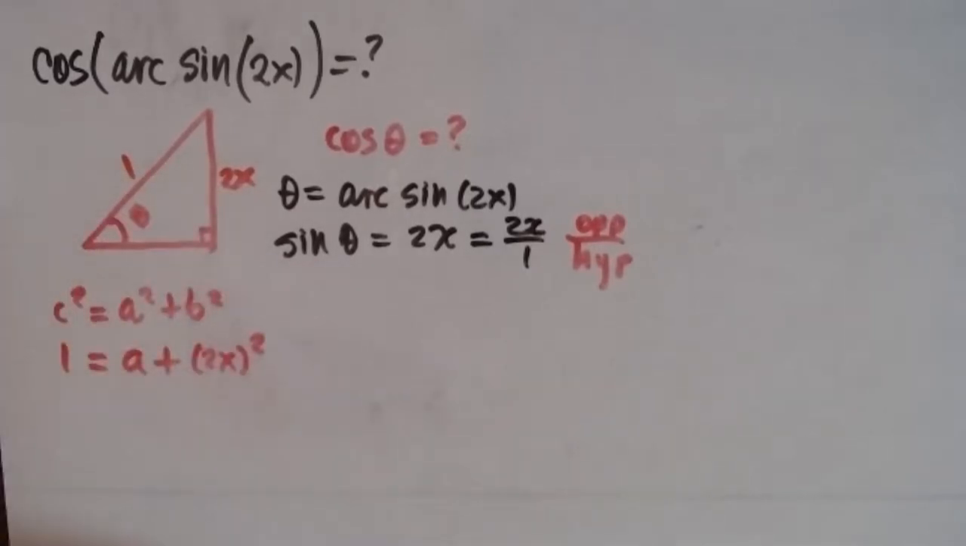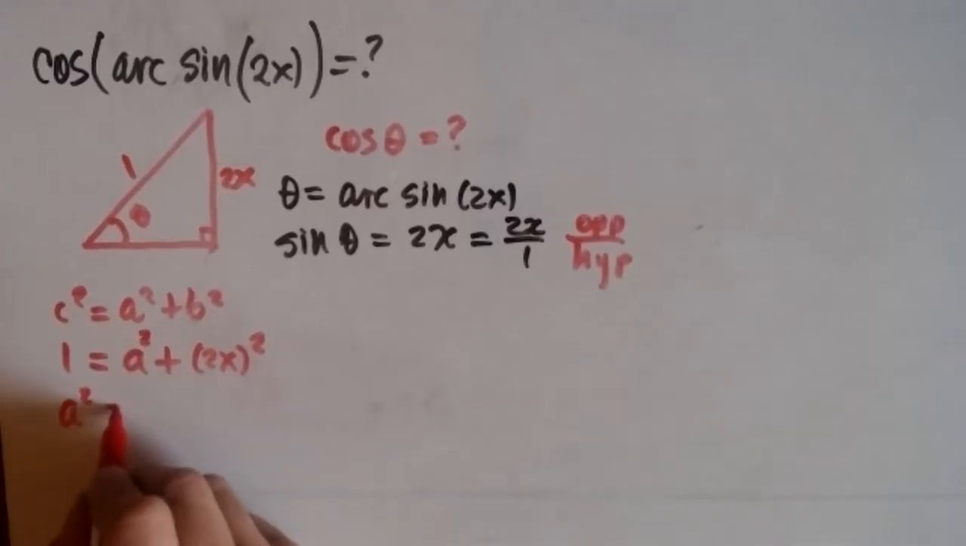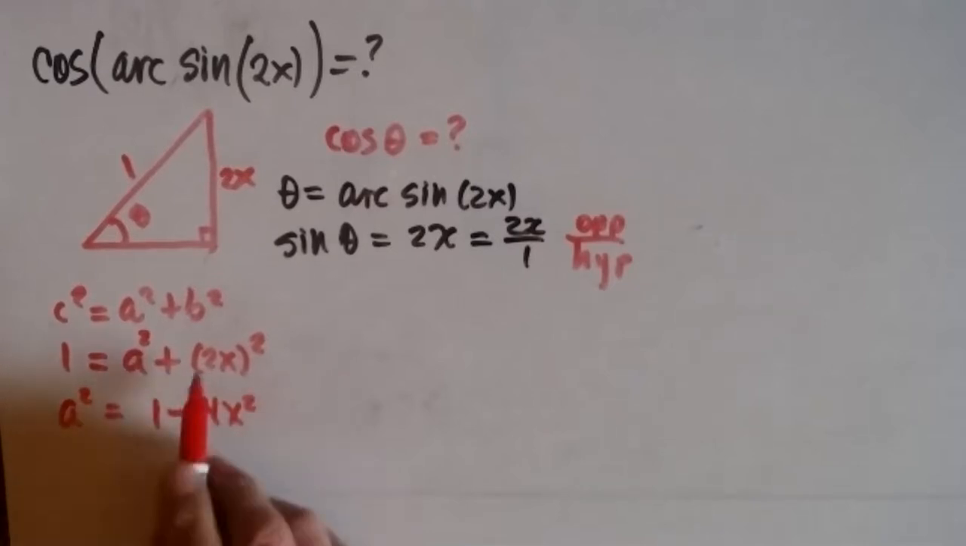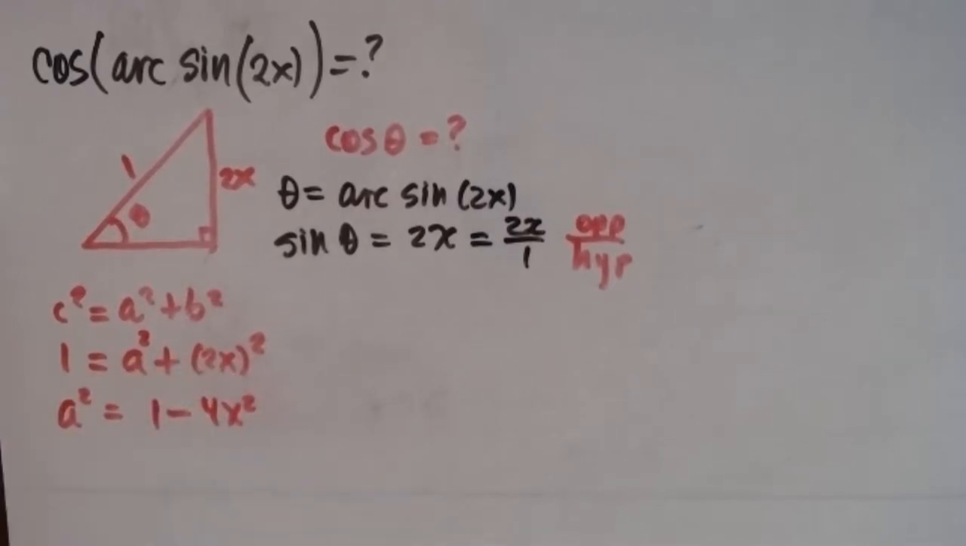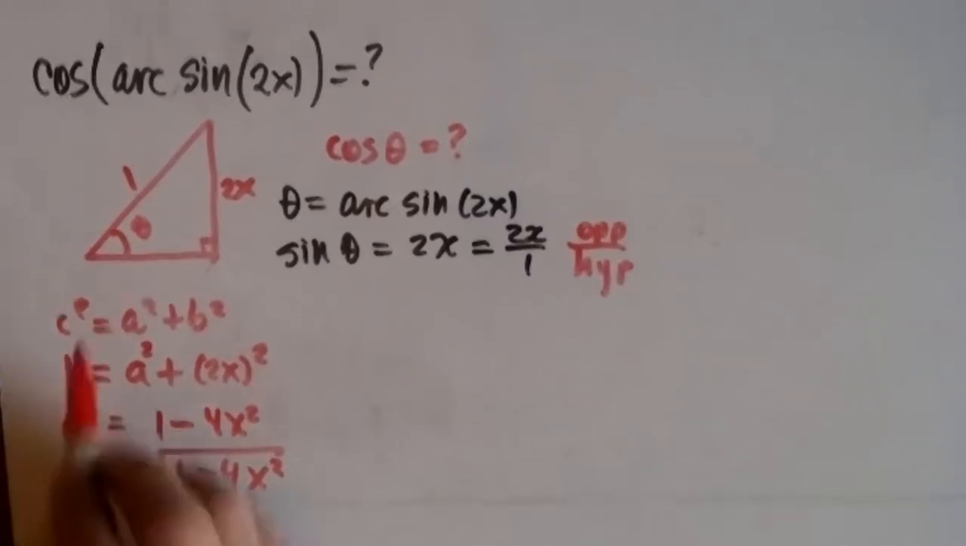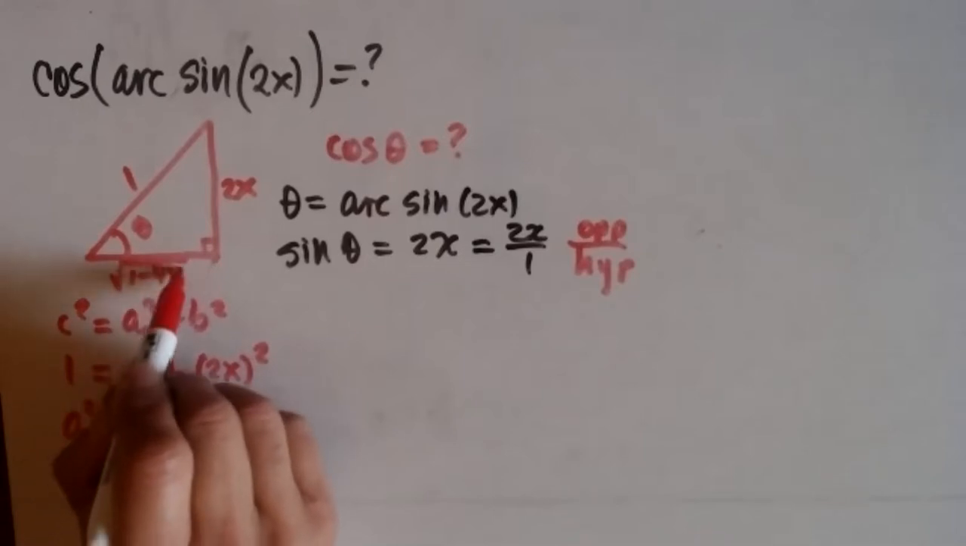1 squared is 1. Then I'm going to solve. A squared is 1 minus 4x squared. You square the 2, you square the x, you have that one. And then I don't need the square, I need the square root, so a is the square root of 1 minus 4x squared, correct? So I found the value of this adjacent side, so I'm going to put the square root of 1 minus 4x squared.